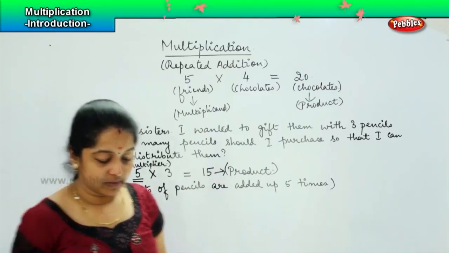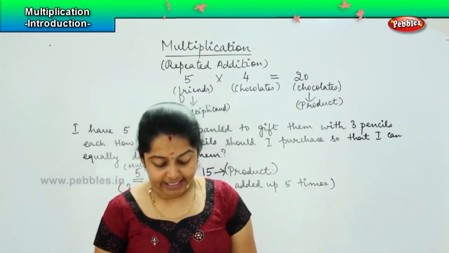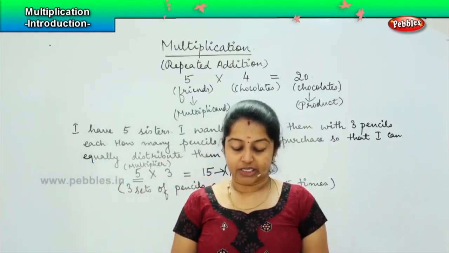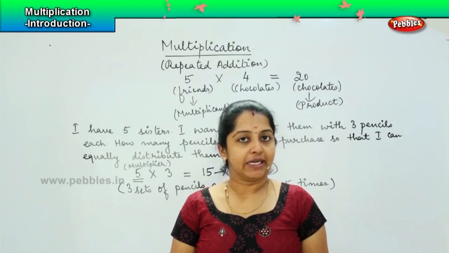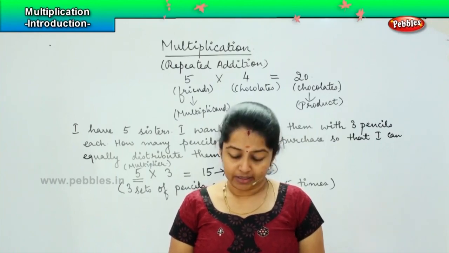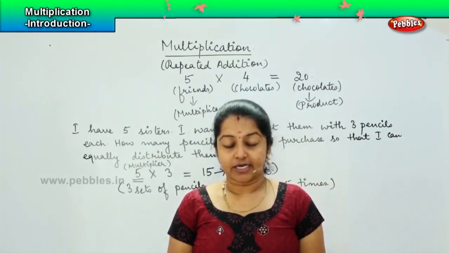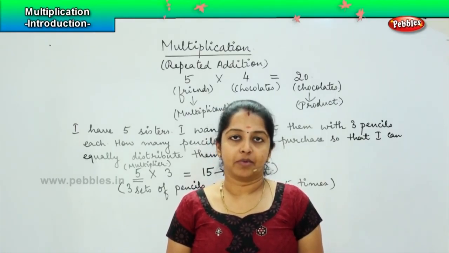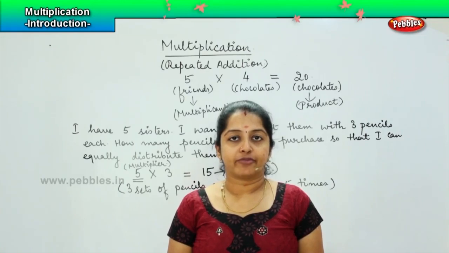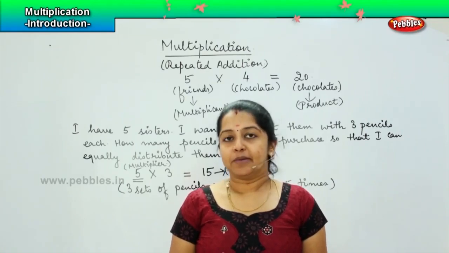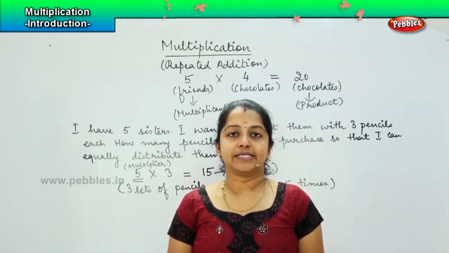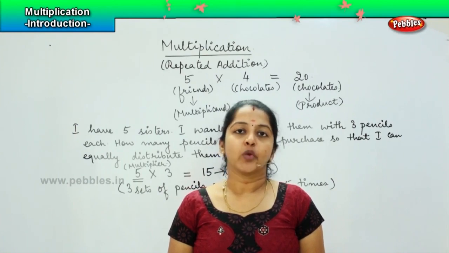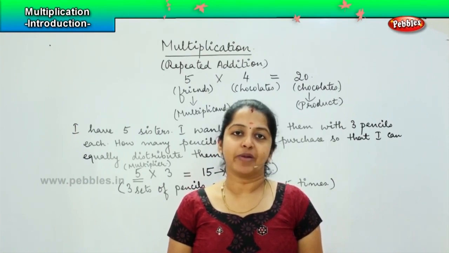Is it clear, children? So in short, we can say that multiplication is the short form of repeated addition. Okay, and it is an operation which indicates how many times we need to add up a number, or how many times we have to multiply a number. It makes our work simple and easier to calculate. Now we are going to see the properties of multiplication.